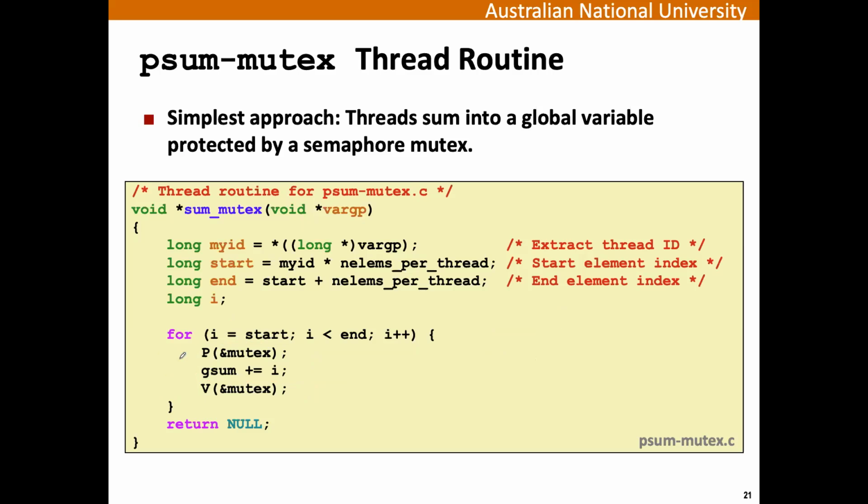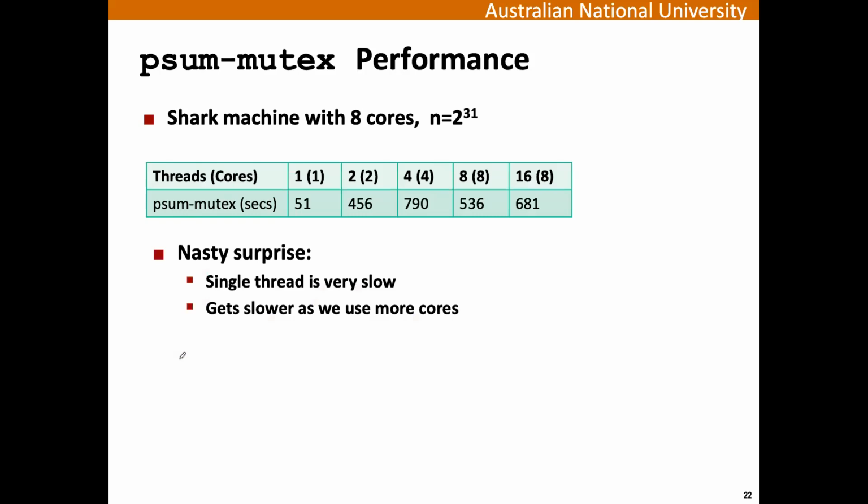So what do you expect will happen as you add more cores? Will you see a lot of speedup? Is this the best way to do parallel sum? Is this the best parallel program? Probably not. If we look at the results, it's horrible.